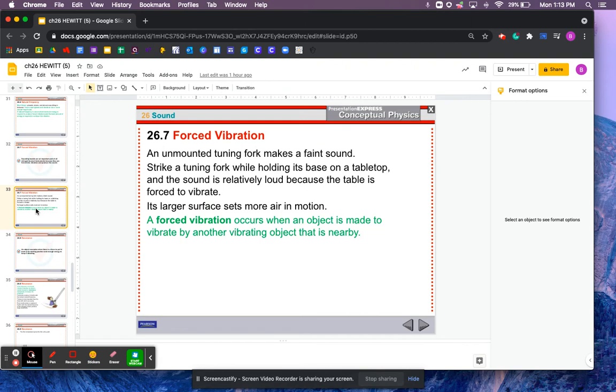So a forced vibration occurs when an object is made to vibrate by another vibrating object that is nearby. So if you have, for example, two tuning forks, and I wish I had two tuning forks to show you, you could have one tuning fork move and make a noise, and if you bring another one close enough, it's going to force a vibration on it. It's going to cause the other one to move. If you think of playing a speaker in water, you'll notice that the water around it is also going to move, even if the speaker isn't touching the water itself, right? It's going to force a vibration onto it.